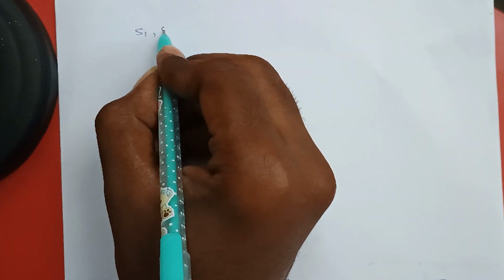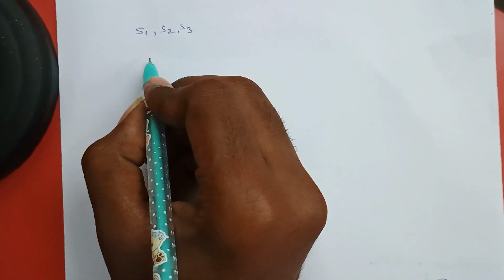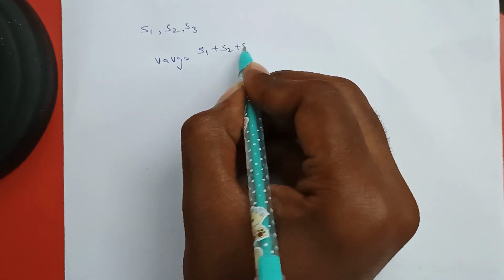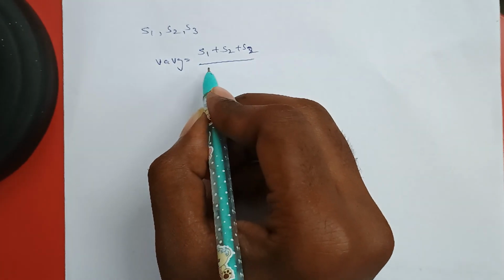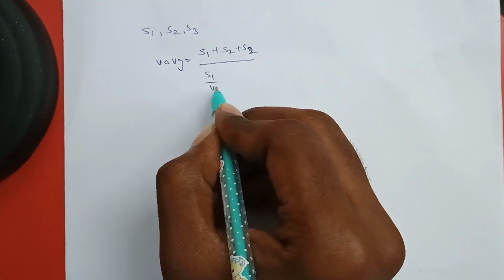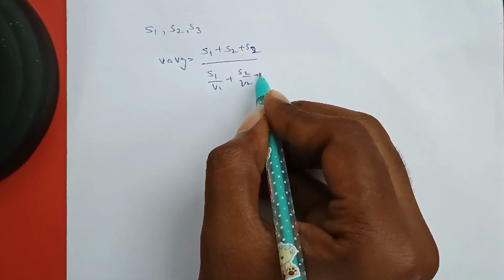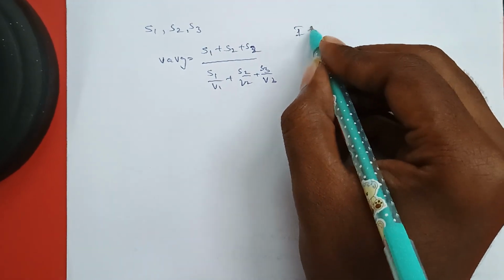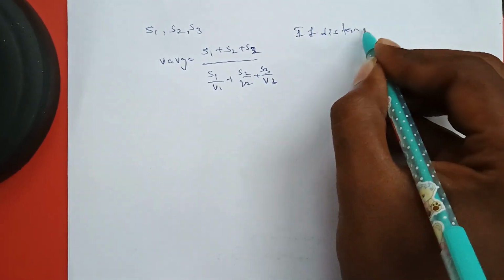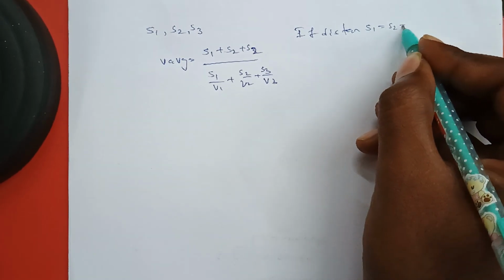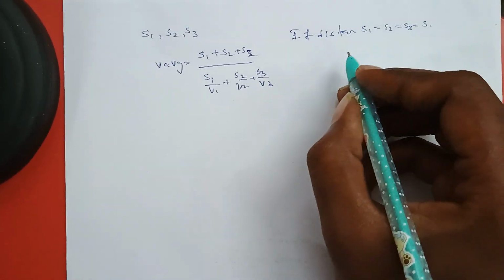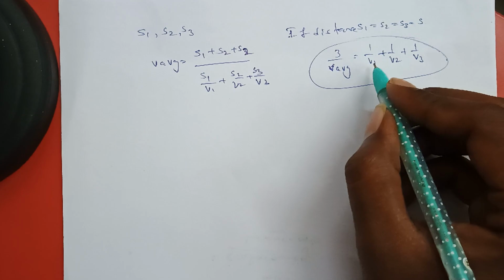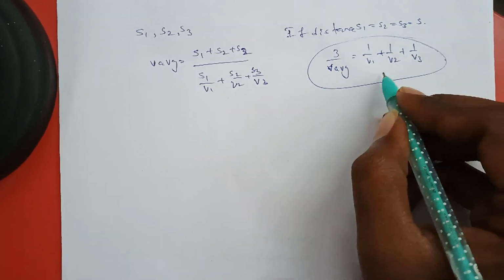For distances s1, s2, s3, the average velocity will be the total distance, s1 plus s2 plus s3, divided by the total time. Time will be s1 by v1 plus s2 by v2 plus s3 by v3. If the distances are equal, s1 is equal to s2 is equal to s3 is equal to s, the average velocity is 3 divided by (1 by v1 plus 1 by v2 plus 1 by v3).